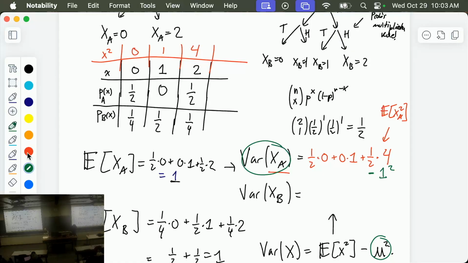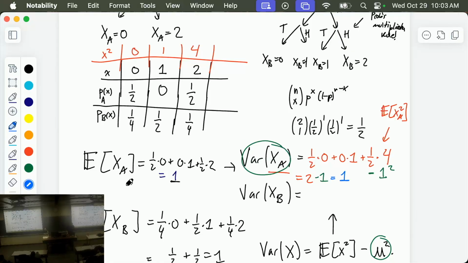So what is this all together? You get 0 plus 0. 1/2 times 4 is 2, so it's 2 minus 1, also known as 1. Look at that. Nice value for the variance, which is 1. That's the variance of Alice.